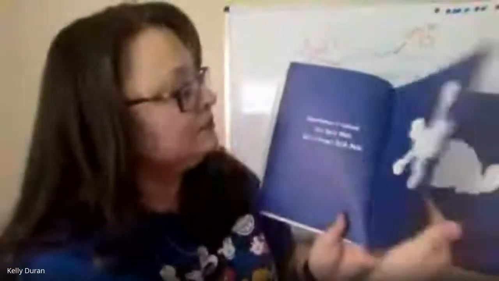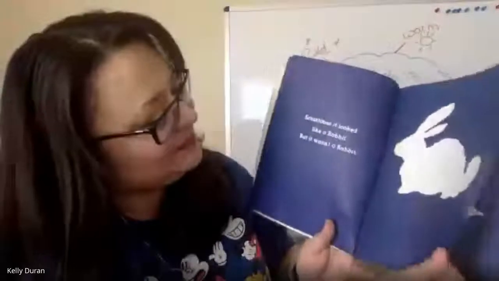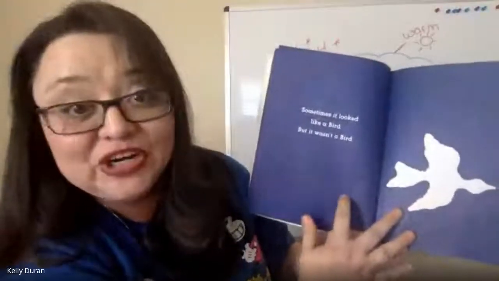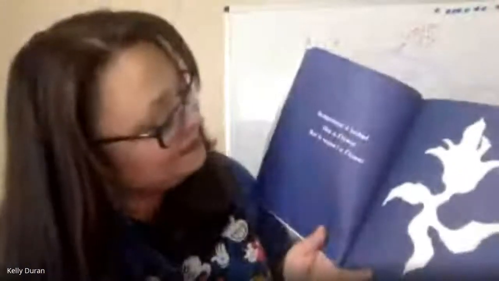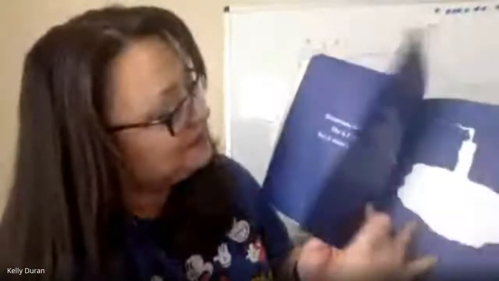Sometimes it looked like spilt milk, but it wasn't spilt milk. Sometimes it looked like a rabbit, but it wasn't a rabbit. Sometimes it looked like a bird, but it wasn't a bird. Sometimes it looked like a tree, but it wasn't a tree. Sometimes it looked like an ice cream cone, but it wasn't an ice cream cone. Sometimes it looked like a flower, but it wasn't a flower. Sometimes it looked like a pig, but it wasn't a pig. Sometimes it looked like a birthday cake, but it wasn't a birthday cake.